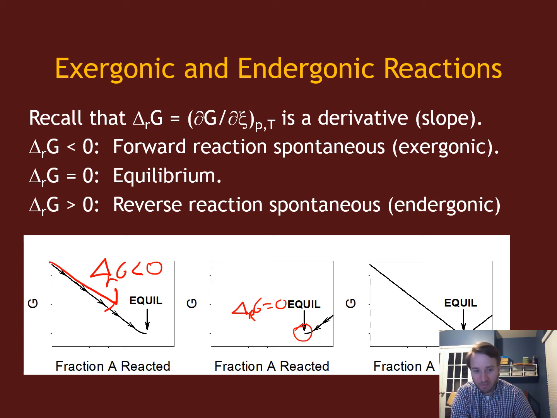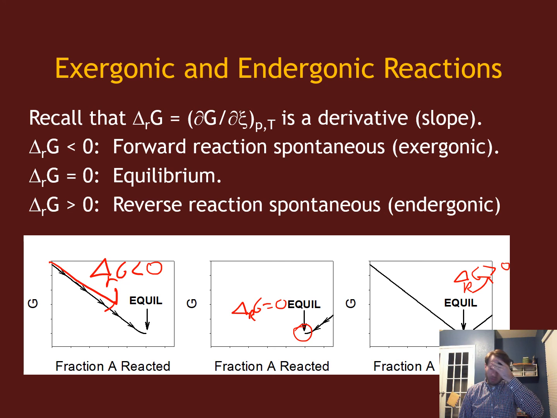Which means I've reached my minimum, which means it's not going to want to go uphill to form more products, because if I'm going uphill, that delta G is going to be greater than 0 for that reaction, and that's not going to be favorable. That's not going to be spontaneous for constant temperature and pressure conditions, so that's not going to happen. So I reach equilibrium at this point.